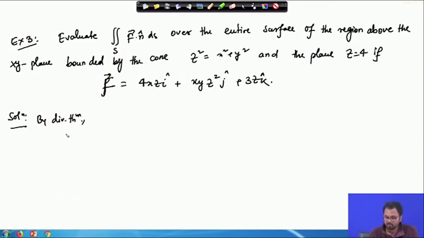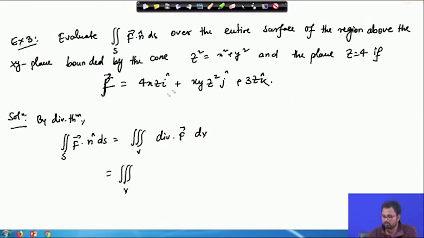So by divergence theorem, we have surface integral F dot n dS equals volume integral of divergence of F dV. If we take the divergence here, then this will be 4z plus xz square plus 3, right. So, 4z plus xz square plus 3 dx, dy and dz. You just have to take the divergence of this function and then you obtain this integral here.